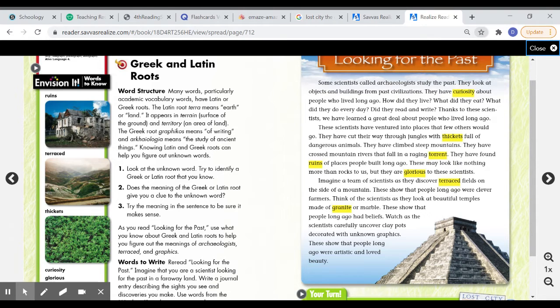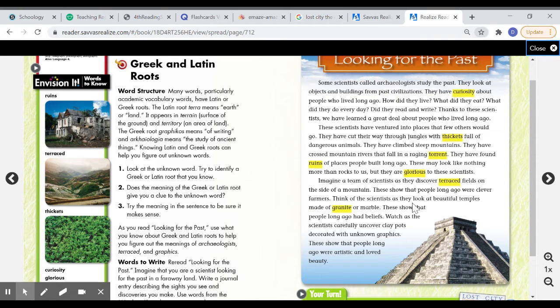They have found ruins of places people built long ago. These may look like nothing more than rocks to us, but they are glorious to these scientists. Imagine a team of scientists as they discover terraced fields on the side of a mountain. Now, when we talk about ruins, we're talking about things that have been destroyed, the aftermath. When we talk about glorious, something is great, it's magnificent. Terraced, right there, we're talking about land that has been built up on the side of a mountain. These show that people long ago were clever farmers.